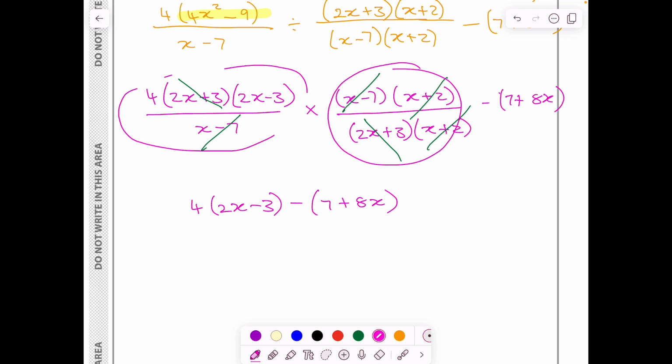So then let's multiply out the brackets. I get 8x minus 12. And that's take away 7 and take away 8x. So 8x take away 8x, cancel each other out. And then minus 12 take away 7 is minus 19. Okay, I think only one person may have got this one right, so it was quite a big one.